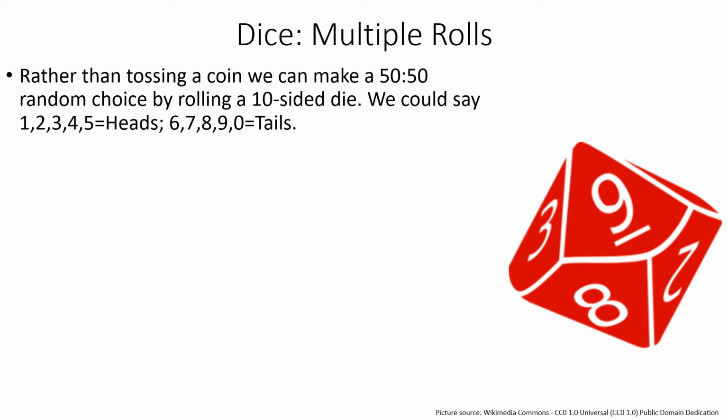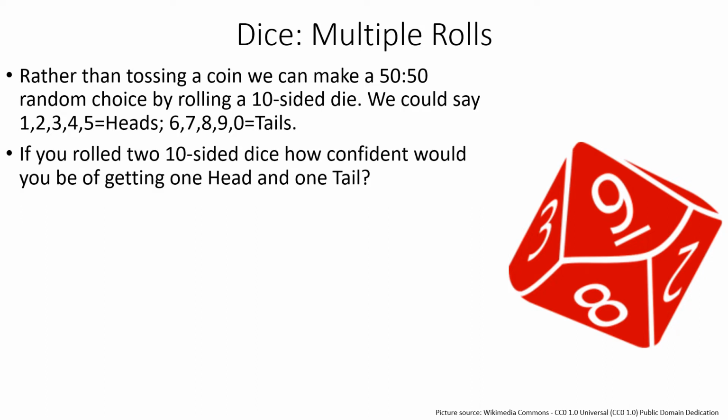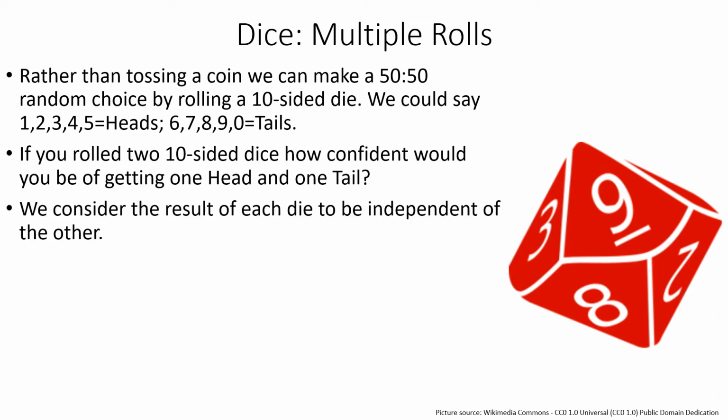And of course we can do this using dice. We can say have a 10-sided die like we've got in the picture there. 1 to 5 could signify heads, and the remaining numbers could signify tails. So supposing we rolled 2 of these 10-sided dice in this way, so in other words it'd be like tossing 2 coins. How confident would we be of getting 1 head and 1 tail?